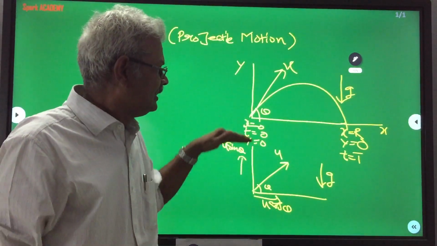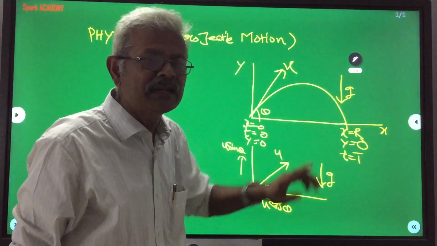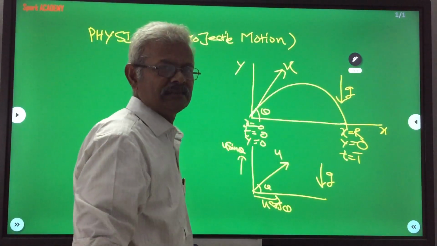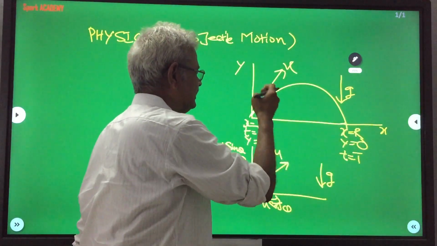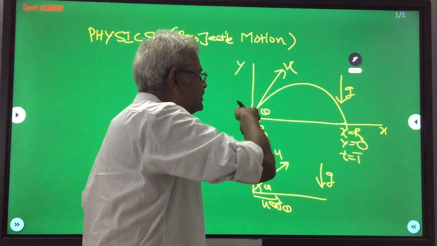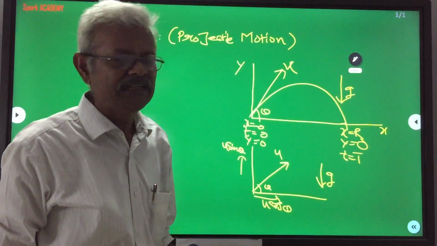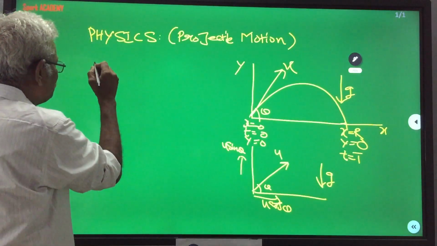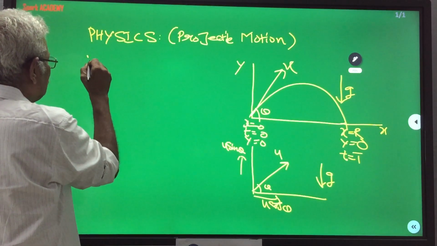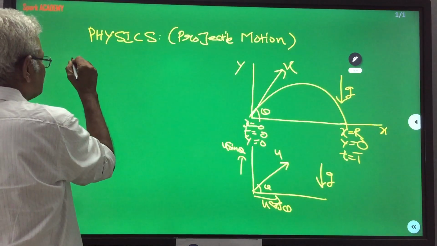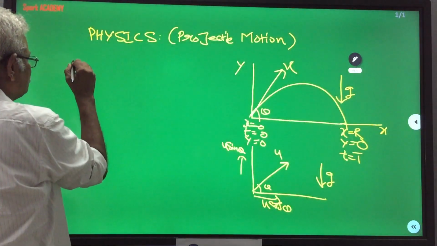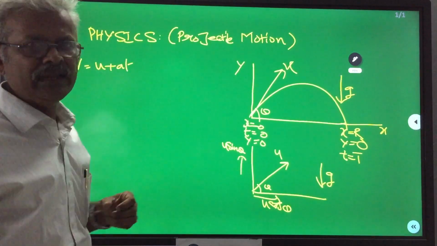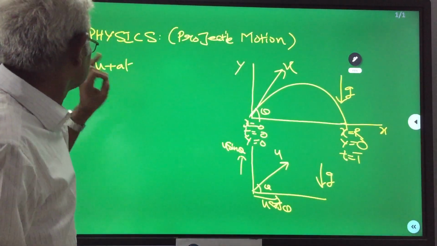Why? Because the x surface is perpendicular to this acceleration. The x direction is perpendicular to the horizontal displacement. In the direction of y, the vertical displacement is along, g is along vertically downwards. So while writing the equations, we know the formula, one formula I will write here. v is equal to u plus at. And in this method, what is v, velocity?